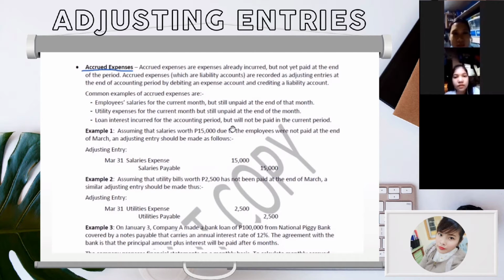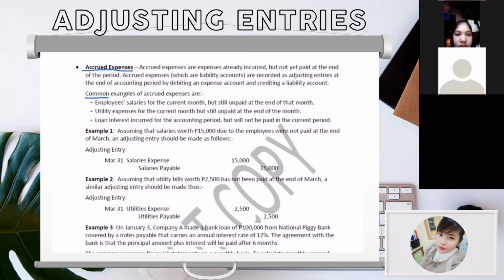Definition of accrued expenses. Accrued expenses are expenses already incurred, but not yet paid at the end of the period. Accrued expenses, which are liabilities account, are recorded as adjusting entries at the end of accounting period by debiting an expense account and crediting a liability account. Okay, very good, right? So, here, we have here common examples.